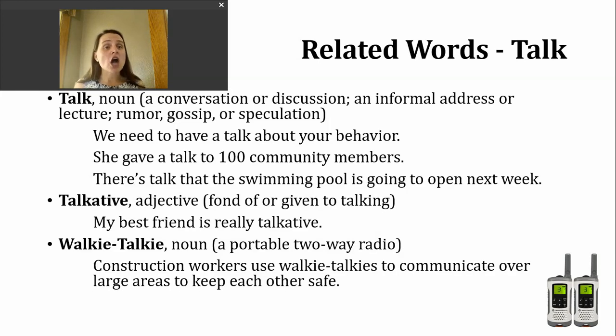Next, let's talk about some words that relate to our verb talk. Talk can be a noun, and it can have a few different meanings. The first way the word talk gets used as a noun is to mean a conversation or discussion. Let's look at the first example. We need to have a talk about your behavior.